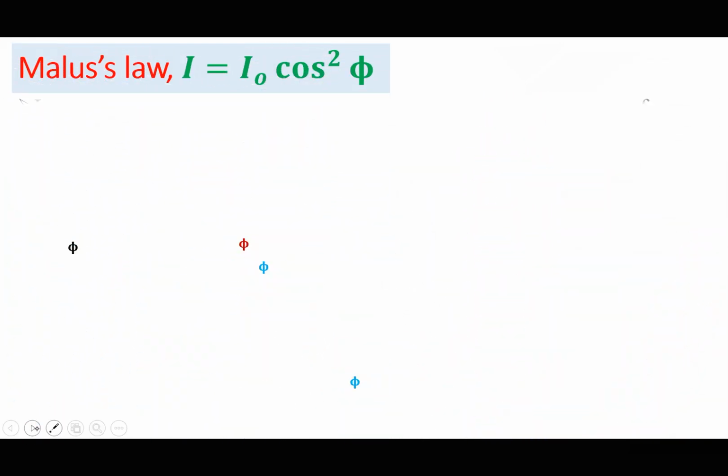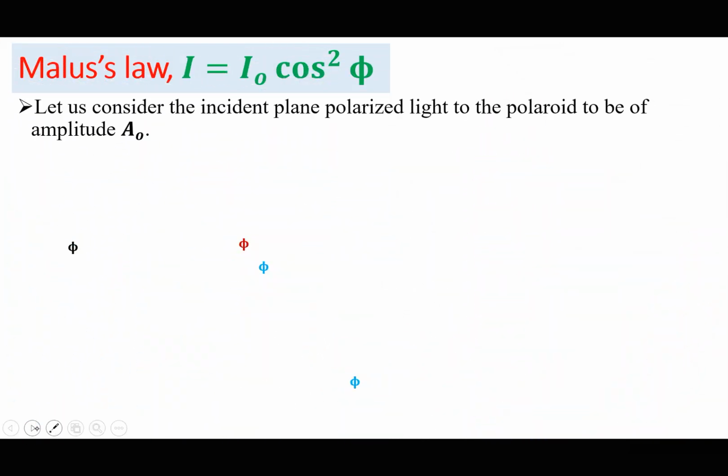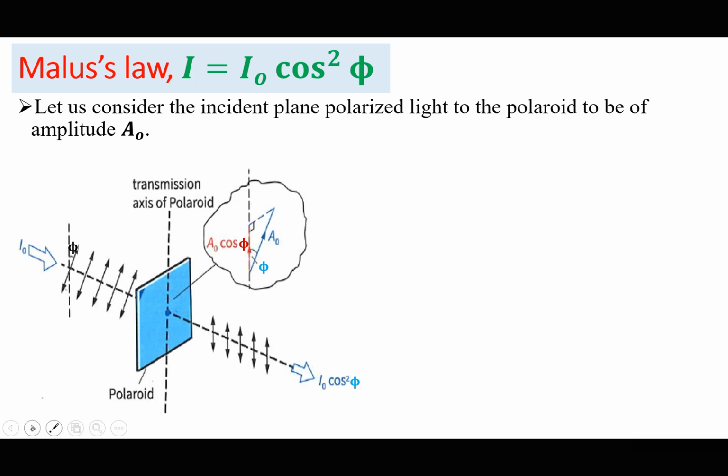So let us consider the incident plane polarized light to the polaroid to be of amplitude, I'm going to call it A0. In this diagram, the incident light has intensity, which I'm going to call I naught. It has already been polarized and is incident on the second polaroid. And notice that the direction of the incident light is not parallel to the axis of transmission.